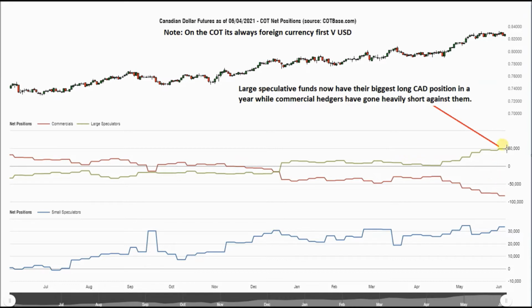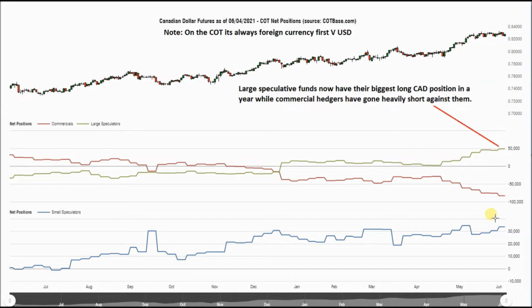When you see the two groups go aggressively against each other like this, it will normally break heavily in favor of the commercials. What we've got to be careful of is that price can overrun the commercials in the short term. It doesn't matter to them, they're hedgers. For us, obviously, we need to have good money management.